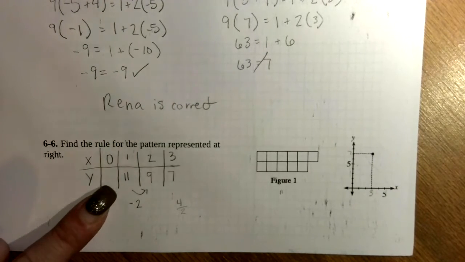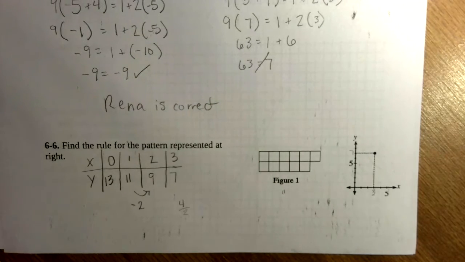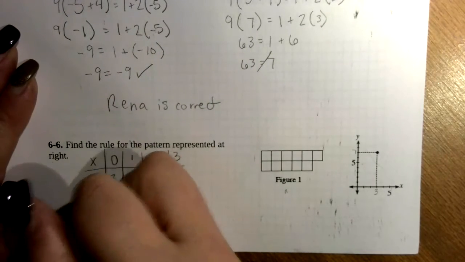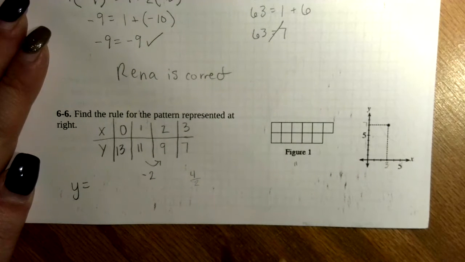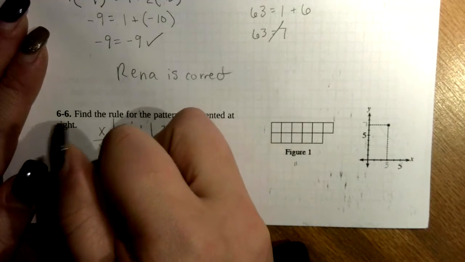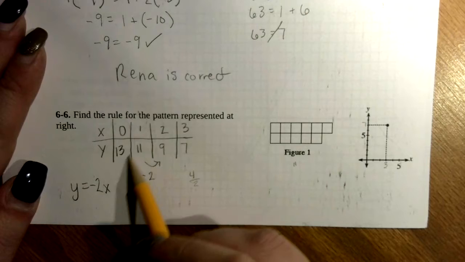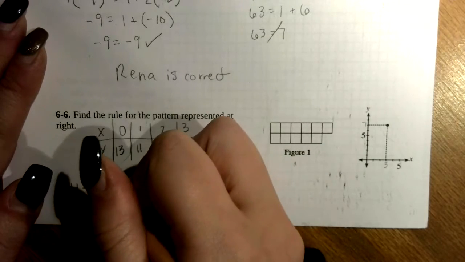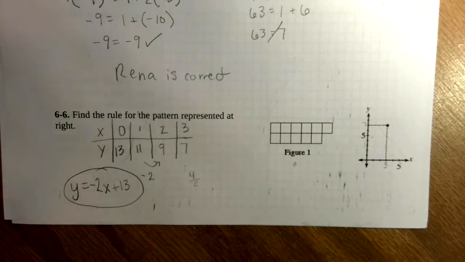Now if I work backwards here, I would have to add on 2 tiles, so that would be 13. So my rule, y equals, can you see it down there? Yeah. Y equals, what was my growth? My growth was -2, right there. -2, and then I have to add my x. Now my y-intercept, my 0 figure, is 13, so plus 13. And that is my rule.